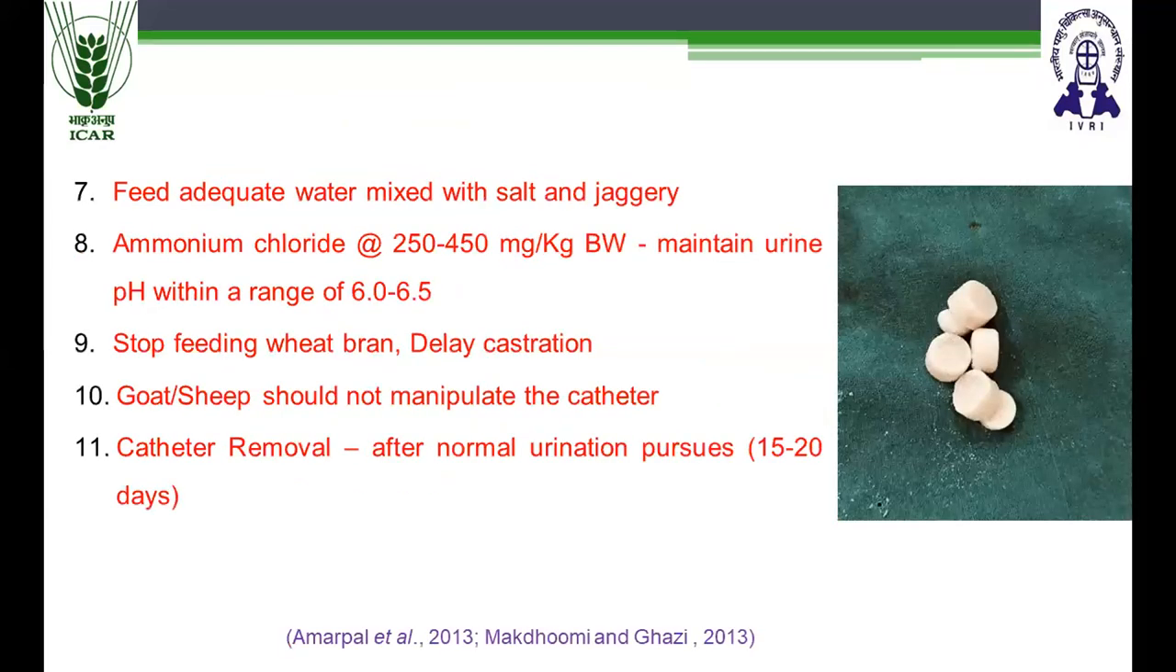And these are all the farmer's aspects he has to do. He has to feed adequate water mixed with salt and jaggery. Salt to enhance more water intake, and jaggery to enhance water intake only. And here we are getting only struvite calculi. So as an acidifier, ammonium chloride is being given at a dose rate of 250 to 450 mg per kg body weight to maintain urine pH within a range of 6 to 6.5.